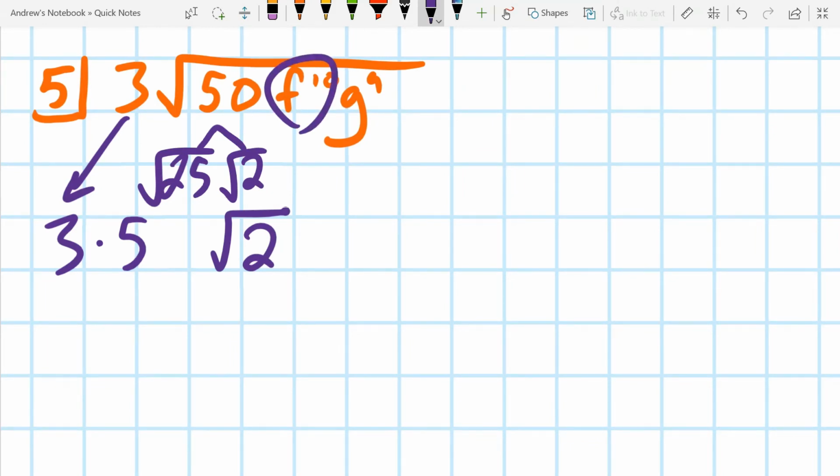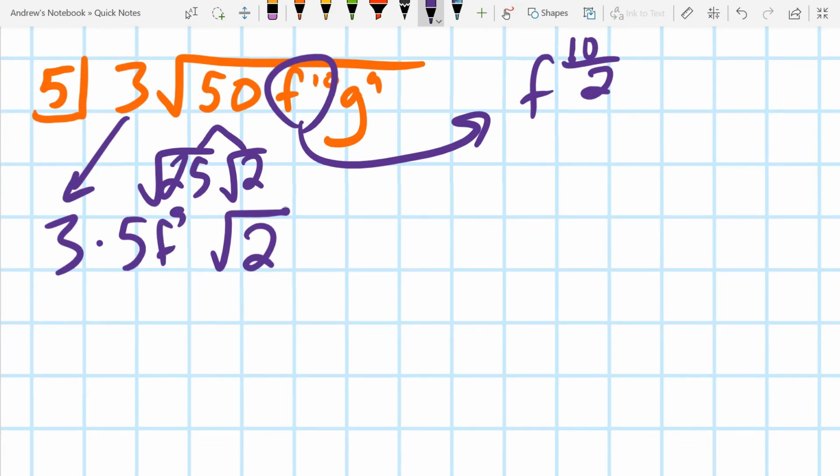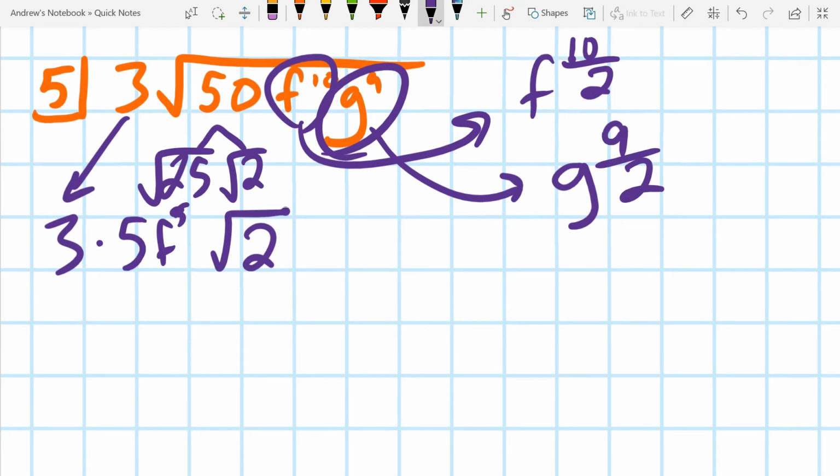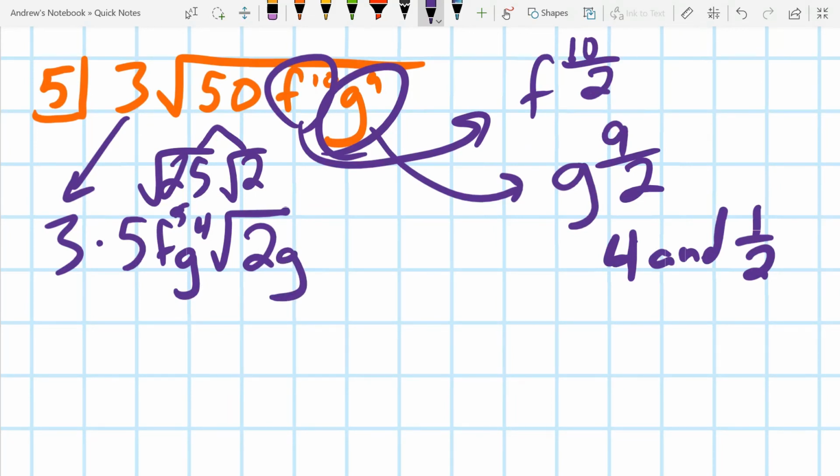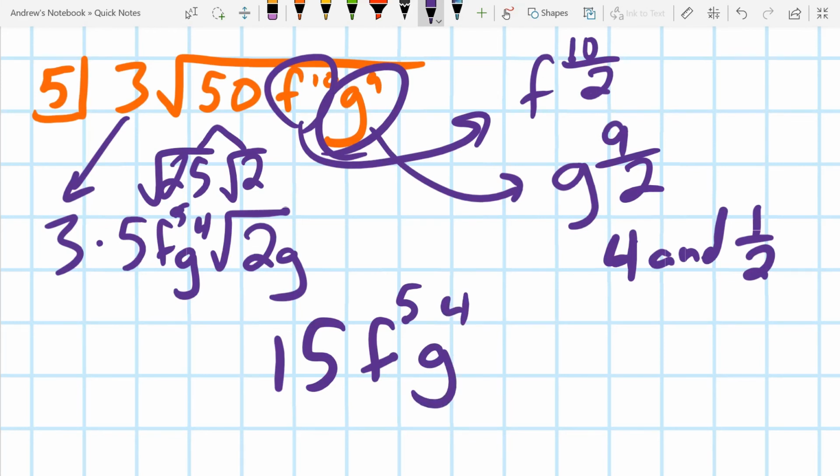Then we have f's. So when we look at f's, we have f to the 10th power. But if we divide that by 2, how many pairs do we have? Well, we have f to the 5th. And our last number is actually g to the 9th. And so g to the 9th, how many pairs do we have? Well, we only have 4 pairs. So 4 and a half. If we divide 9 by 2, we get 4 and a half. So we're going to have g to the 4th. And then we're going to have one more g left on the inside. If we were to clean this all up and make sure it's nice and pretty, we'd end up with 15 f to the 5th g to the 4th square root of 2g.